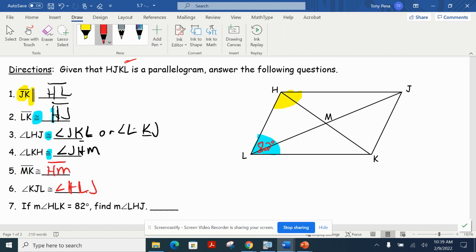All right, what do we got? Anybody confident here? Jackson, what do you got? 98. Good. That should be 98 degrees. Why is that, Jackson? Because you can tell that the other one is bigger than 90 degrees. You just subtract 82.